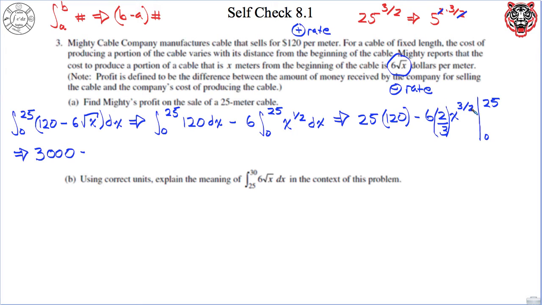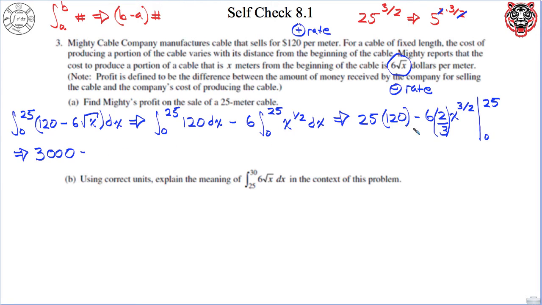Wait, can you also write it as the square root of 25 to the third power? You can. That's how I remember it. The number on the bottom of the fraction is the square root. That works, yeah. And then the degree and the index will cancel each other out. Eventually, you should still get 125 from this.